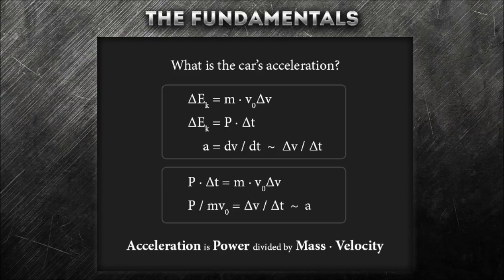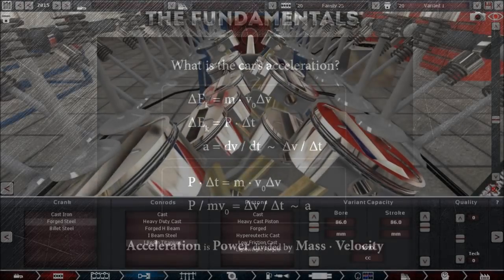Acceleration is power divided by mass times velocity. More power means more acceleration. More mass means lower acceleration. More current speed means lower acceleration. And more torque means nothing?